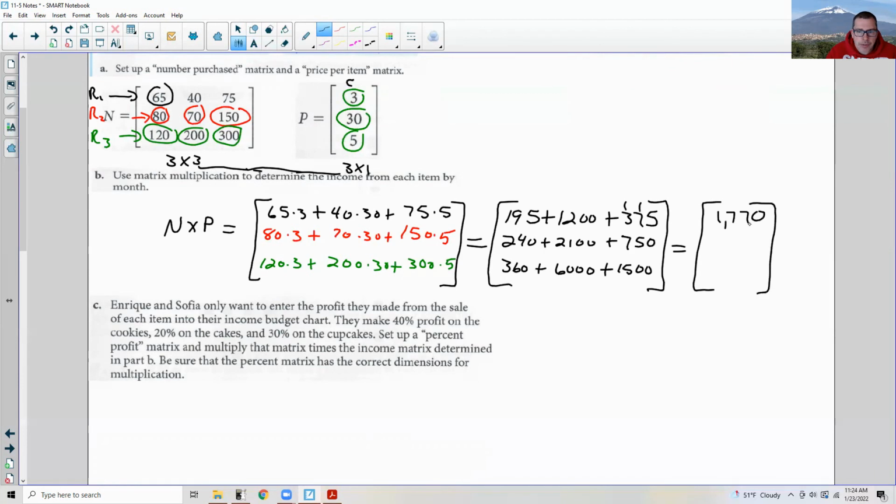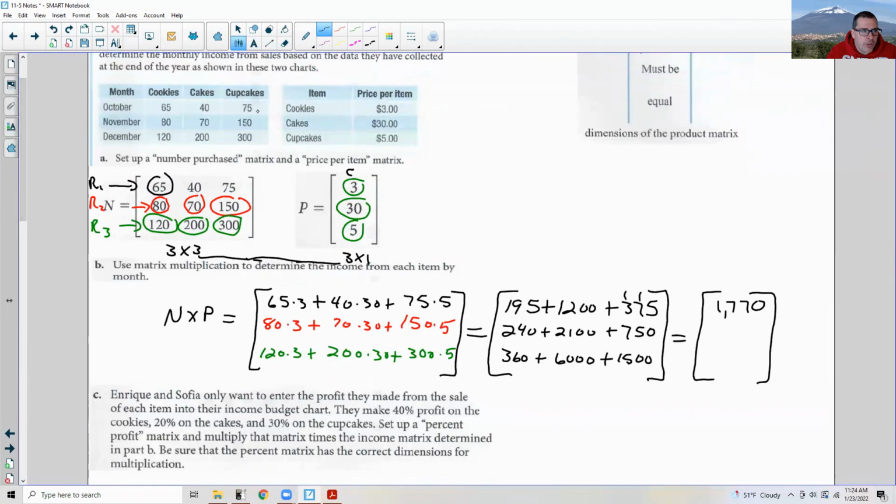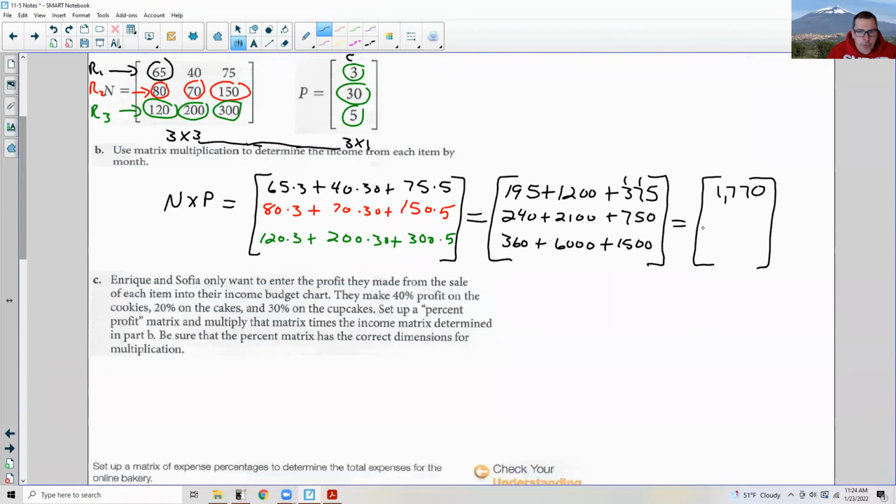Okay, so they made $1,770 off of their October cookies, cakes, cupcakes. Okay, and that's what we're calculating. So 240 plus 2,100 plus 750, zeros in the ones position. 5, 0, 4 is 9, and 7 plus 1 is 8, plus 2 is 10. Carry the 1, and that is $3,090.